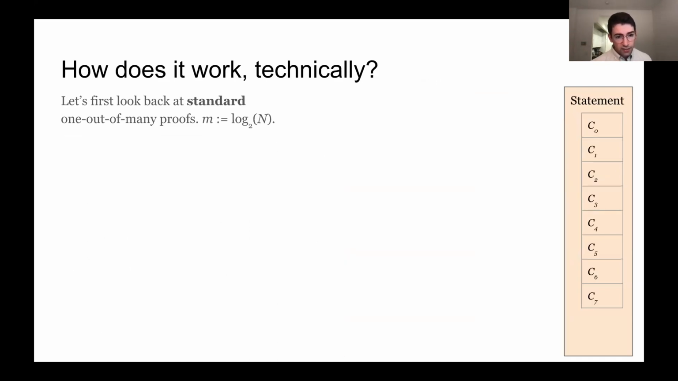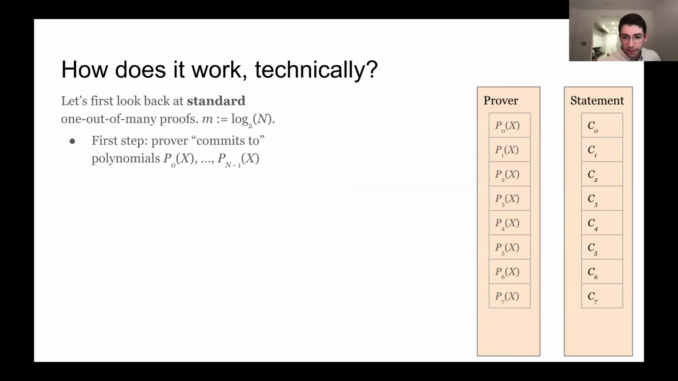Okay, so how do we achieve this? To understand how this actually works, we have to first understand how regular one-out-of-many proofs work. If you look back at that paper, what you find is that the first step is basically that the prover comes up with, and in some sense commits to, a list of polynomials. The property of these polynomials that matters has to do with their degrees.